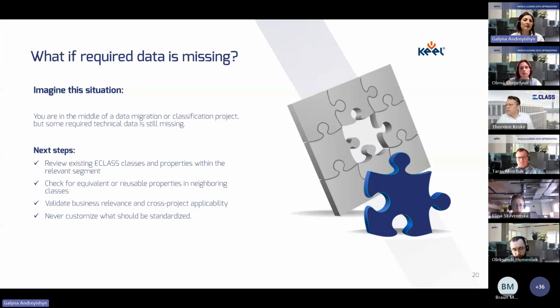If you encounter a type of equipment that does not yet exist in ECLASS, so the classification class does not exist yet, or you have some truly important property that is important beyond your own project, then this is exactly the moment when a change request comes into play.